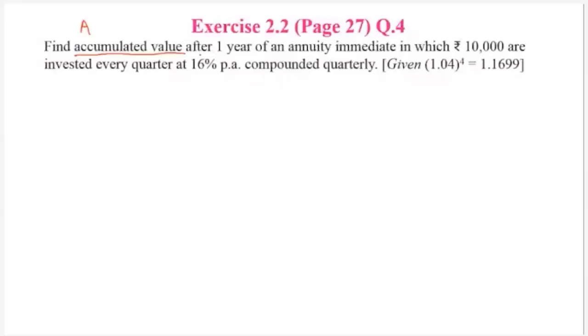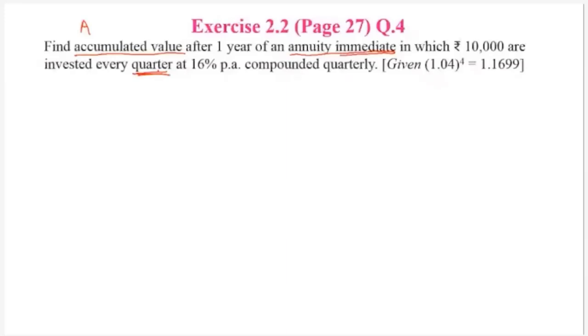After 1 year of an annuity immediate. Which annuity is it? Annuity immediate. In annuity immediate, do you have A or A dash? In annuity due it is A dash. This is annuity immediate, in which rupees 10,000 are invested every quarter.